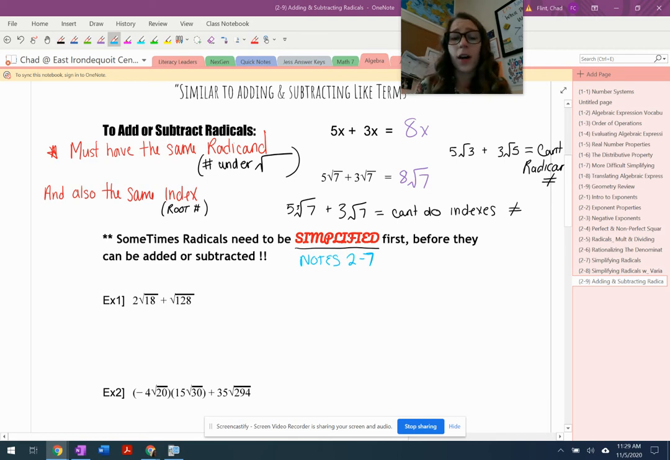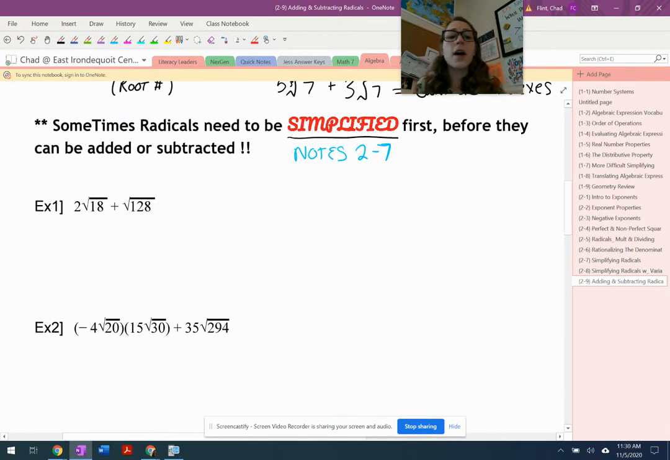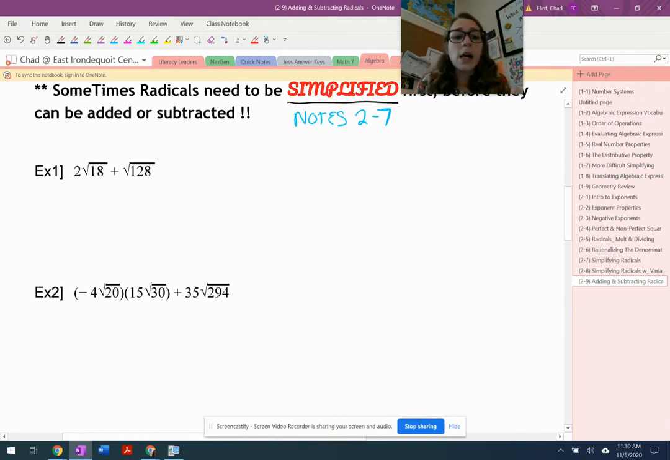Right, so this is Algebra 2-9, the last lesson of Unit 2, looking at adding and subtracting radicals. We just looked at the sentence above that says sometimes radicals need to be simplified first before they can be added or subtracted. So that's what we're looking at in this first example. Just by glance, I can see that the numbers under the radical, the 18 and the 128, are not the same. So I cannot just add these.